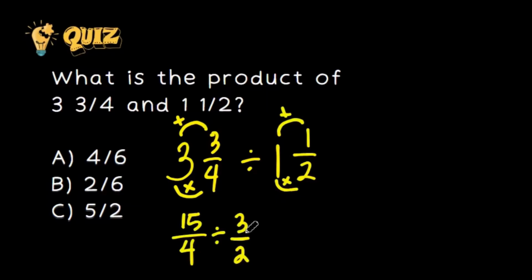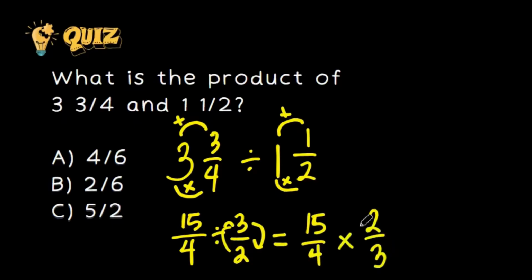The next step is invert the divisor and multiply. To divide fractions, we invert the divisor, the second fraction, and then multiply the two fractions. So here is the calculation. 15 over 4 divided by 3 over 2 is also equivalent to 15 over 4 times 2 over 3. Step 3, multiply the fractions. Now, we simply multiply the numerators together and the denominators together.